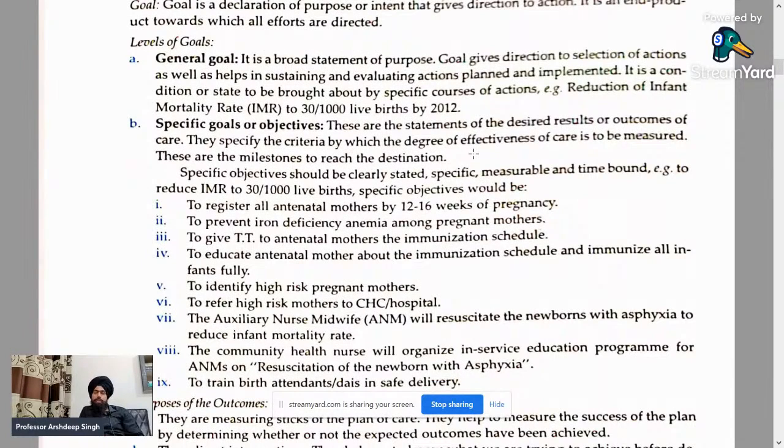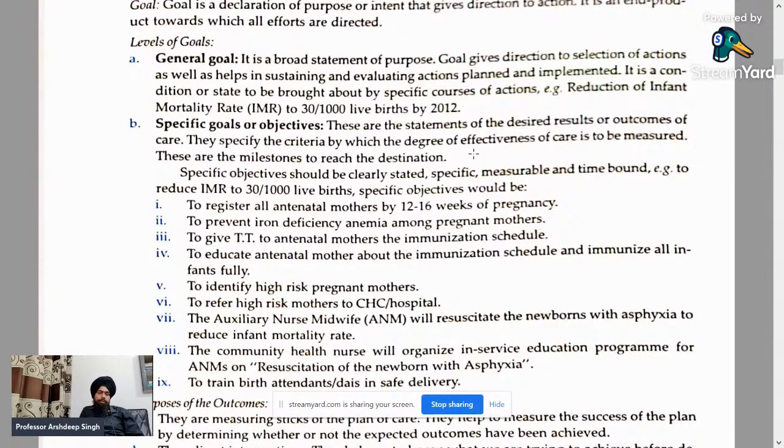Next are specific goals or objectives. In the general goal, we generally set out a single goal, but in specific objectives, we specify the different objectives that we want to achieve. A specific objective should be clearly stated, specific, measurable, and time bound. Each and everything would be specified. For example, to reduce the IMR to 30 per 1000 live births.